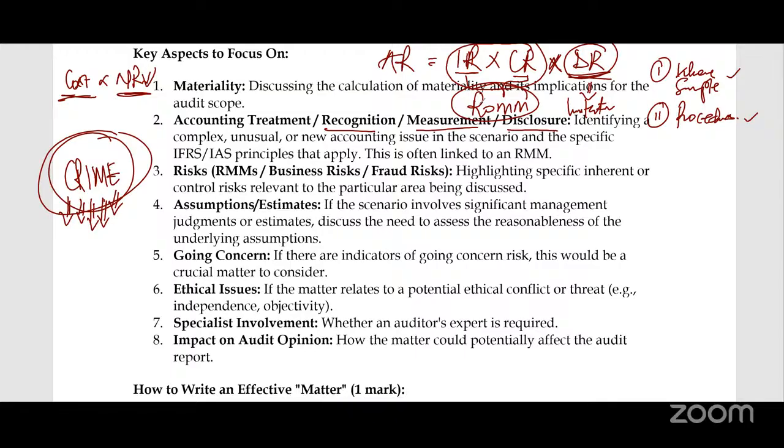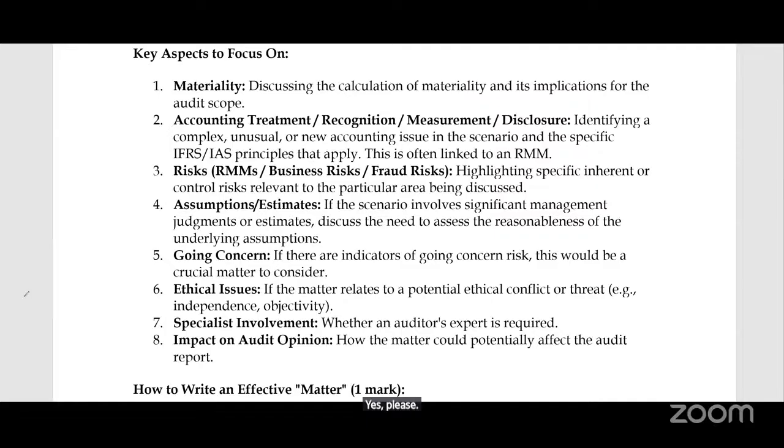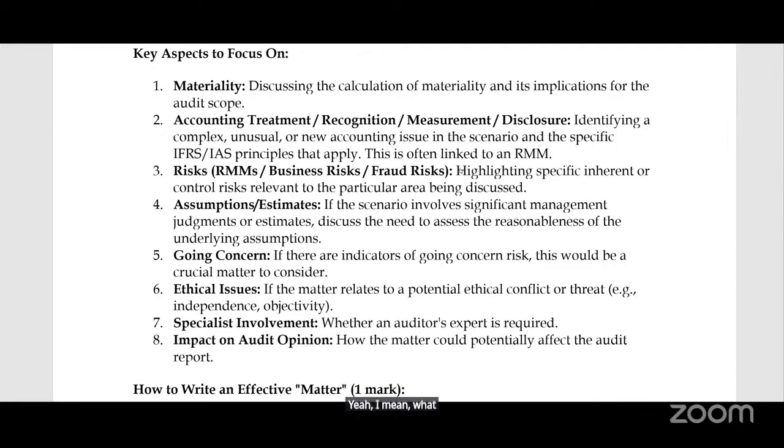Does it make sense? Oh, please, it's a discussion. Audit is all about discussion. Once you get it, it will be clear. Yes, you please. Good. That's fine. What was the question you asked before you used that for the inherent risk and detection risk?